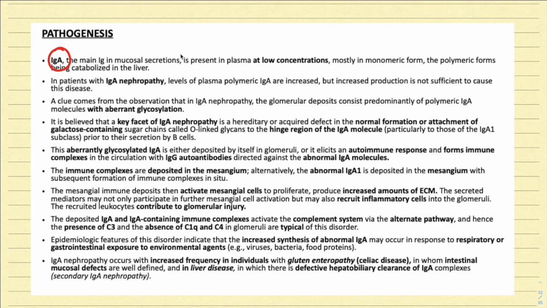So IgA, which is the main immunoglobulin present in the mucosal secretions, is present in the plasma at a very low concentration, mostly in the monomeric form. The polymeric form of IgA is not present, it is catabolized in the liver. So in patients with IgA nephropathy, the level of the polymeric variety of IgA is increased. So normally, which type is present in our body? Monomeric variety. But in an IgA nephropathy patient, the polymeric variety is increased.